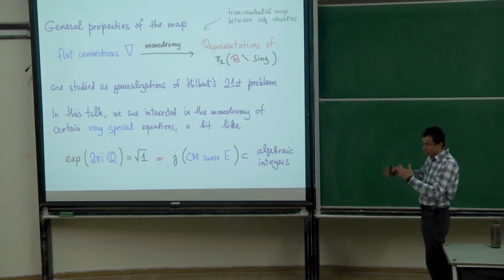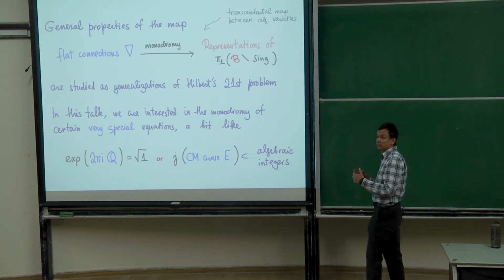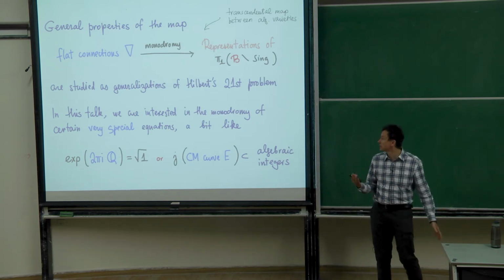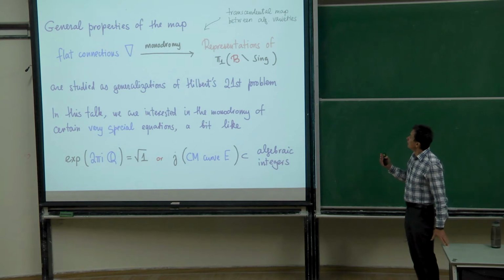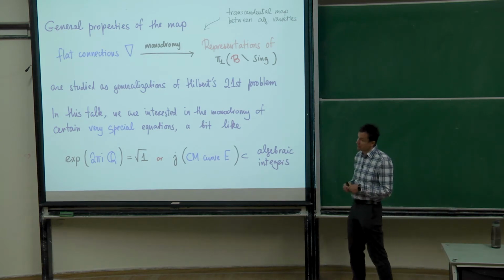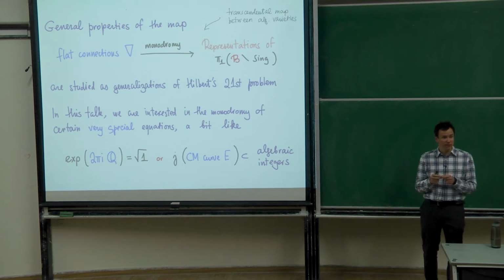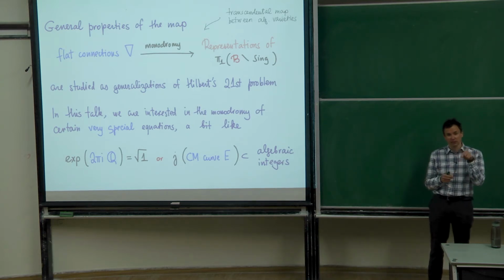So our goal today: like I said, in general you can study this monodromy map like you would study an exponential map of a Lie group with data like that. But our goal today is not to say something about the monodromy of a general equation, but in fact to compute the monodromy of some very specific equations.